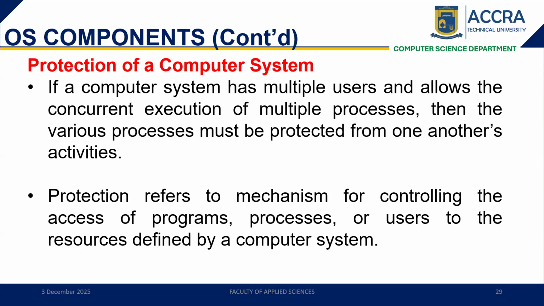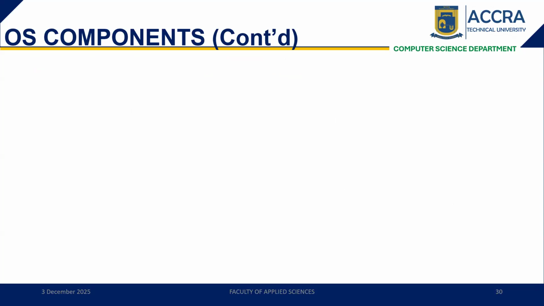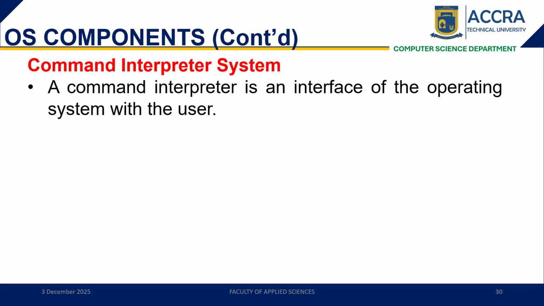To make sure certain things will not be done, all of these settings are there. It's called the control panel, and all of those things can be done. We have the command interpreter system. That one is an older form of an operating system.